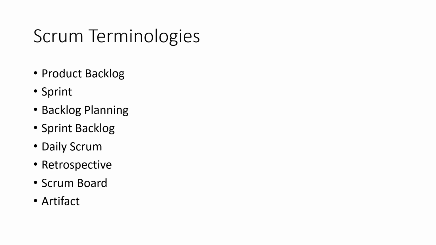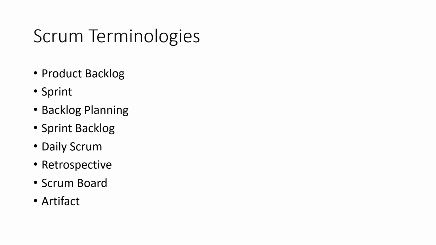Scrum also has some unique terminology. The following are key terms commonly used in the Scrum framework. Product backlog. The backlog is a list of tasks and requirements that you must include in the final product. It is the product owner's responsibility to create and manage the backlog.